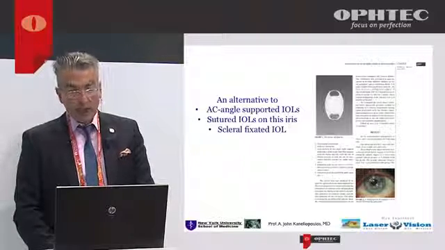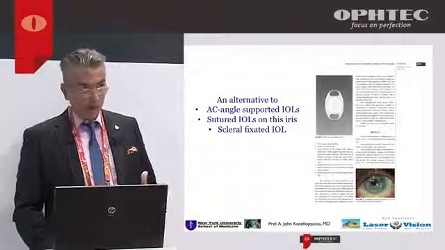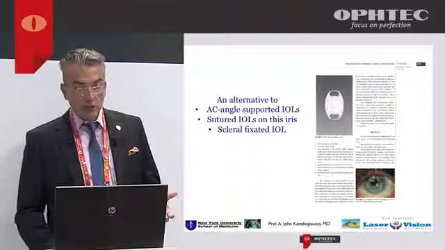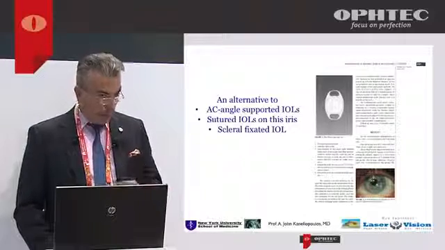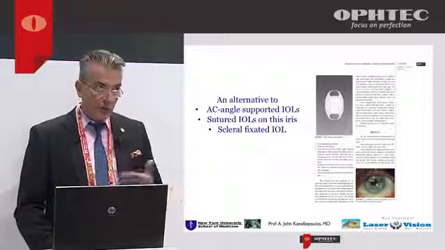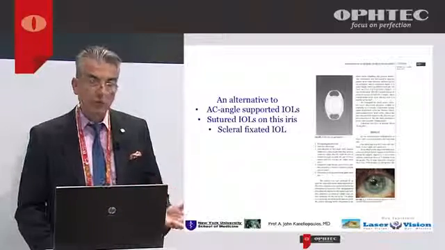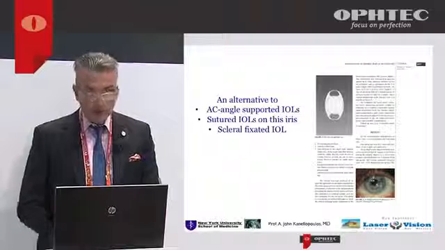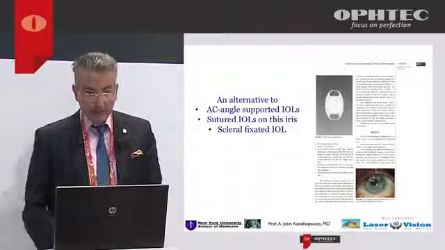Now, as you can imagine, the lens was fixed in front of the iris, so the calculation of the lens included an A constant that's similar to the A constants that we use for anterior chamber intraocular lenses. It's 114 point something.